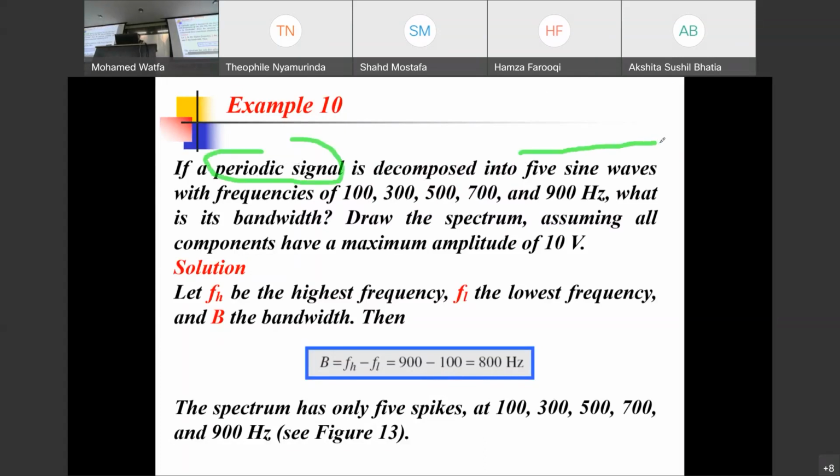Decomposed to 5 sine waves. And I gave you the frequencies, huh? So one more time, it's periodic. How would it look like? When I draw it, it's periodic. How would it look like?